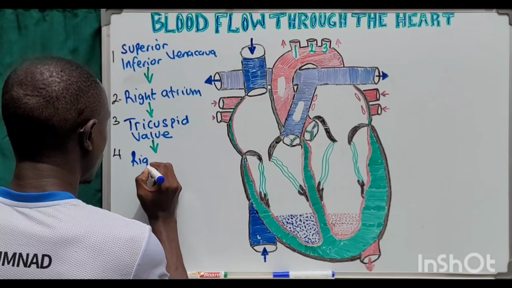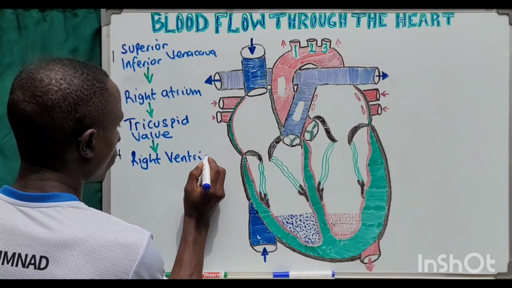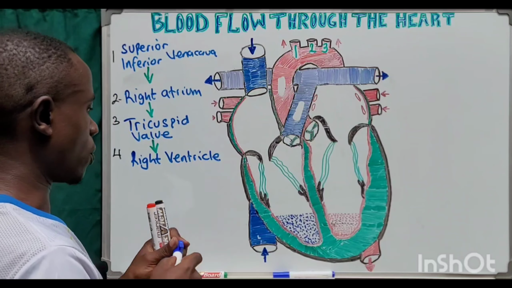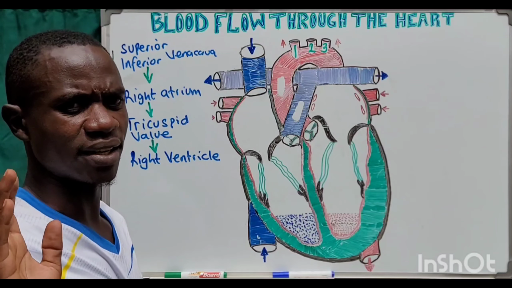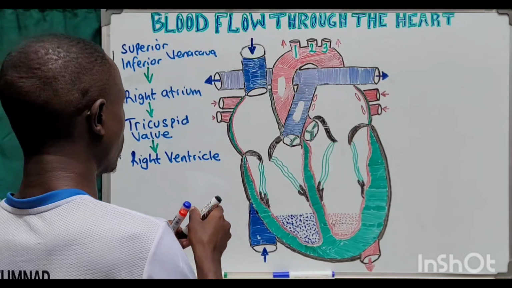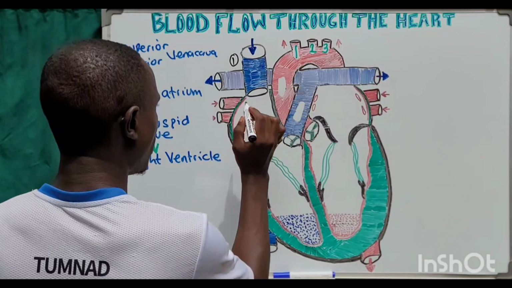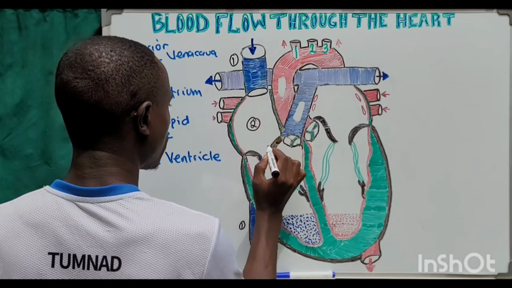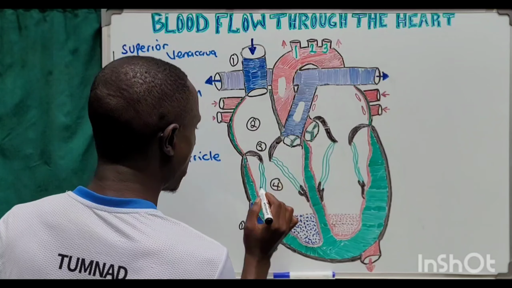The right ventricle. So now this blood is still deoxygenated. Now we have started from step number one. This was step number one, and then this one here was step number two. Then this one here was step number three. Then we are on step number four.